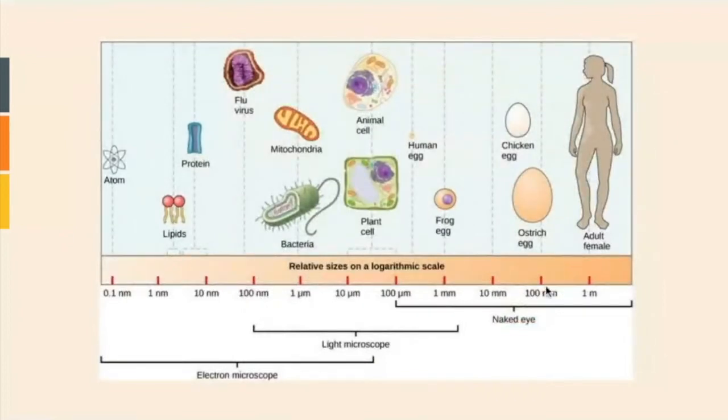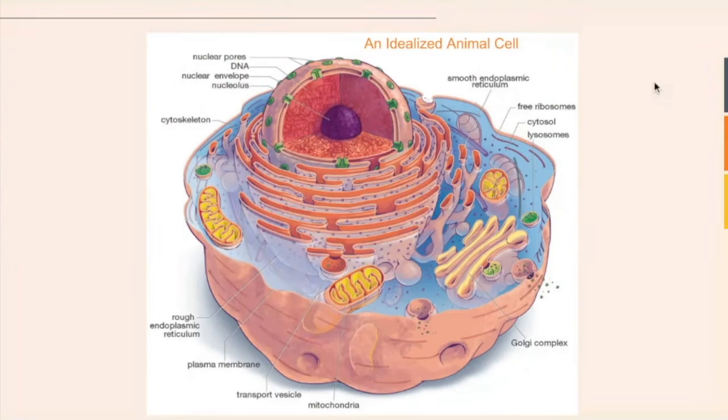Okay, so this is the size of the atom, 0.1 nanometer. And then protein, and then we have the viruses, and then organelles, bacteria, and the plant and animal cell, which are almost similar in size. This is just to give you an overview of the different sizes of components in living organisms. So this is an idealized animal cell, because we are working with animal and human cells.